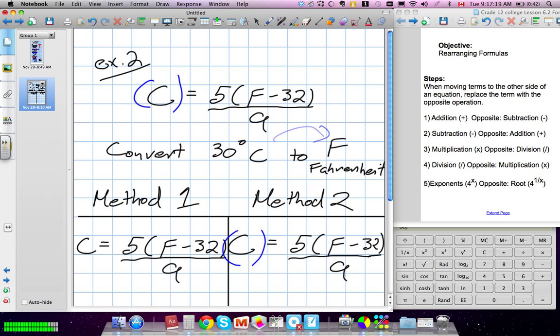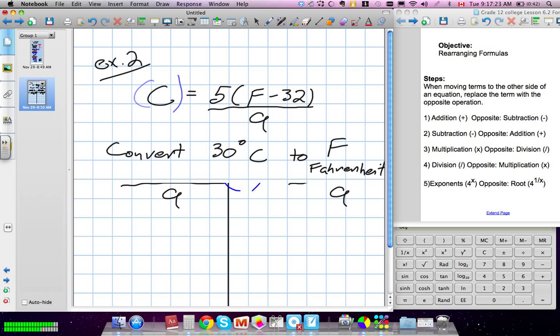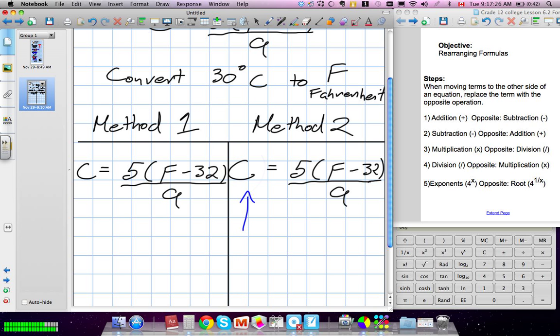I'm going to do this 2 different ways. One of the ways is I'm going to plug in right off the bat, plugging in 30 for C, and then solve for F, and eventually isolate. In the other example, I'm going to isolate for F first, then plug in for C. Okay? So we're going to do method 1 first. You guys are more than welcome to choose whatever method is easiest for you.